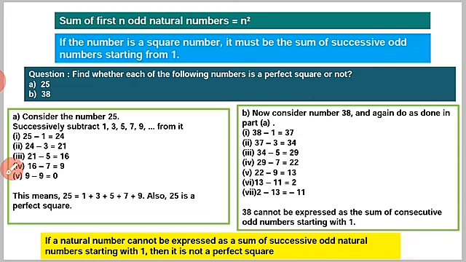So what we can conclude from here, if a natural number cannot be expressed as a sum of successive odd natural numbers starting with 1, then it is not a perfect square.